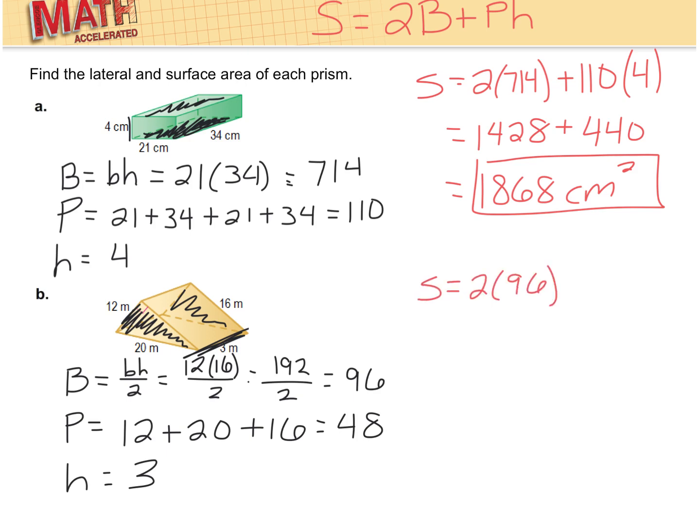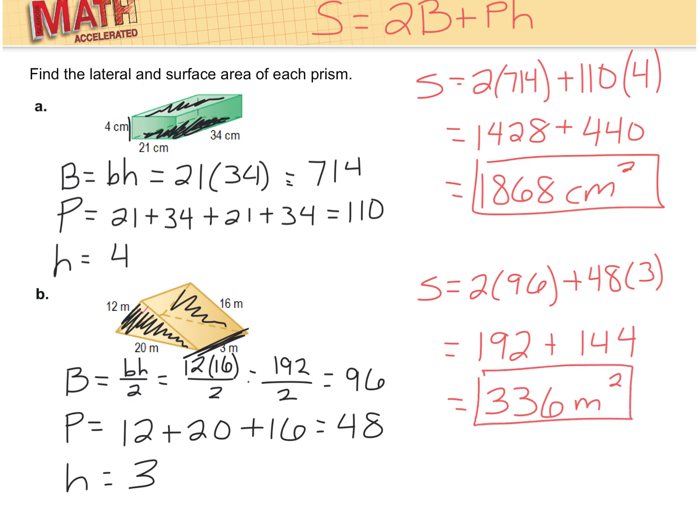We have 2 times 96 plus 48 times 3. So we have 2 times 96, 192 plus 48 times 3, 144. Last thing we do, add them together. So we get 336. What is my label? Meters squared. Why is it squared this time? Because we're looking for surface area and not volume.